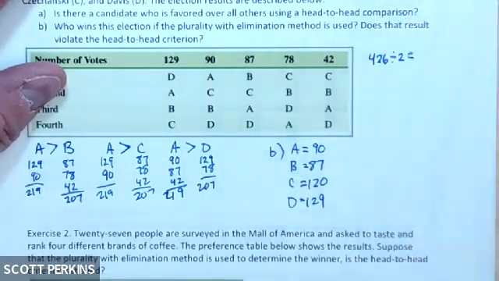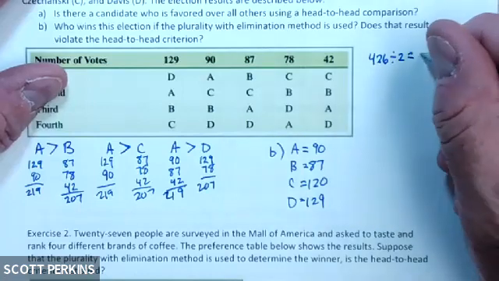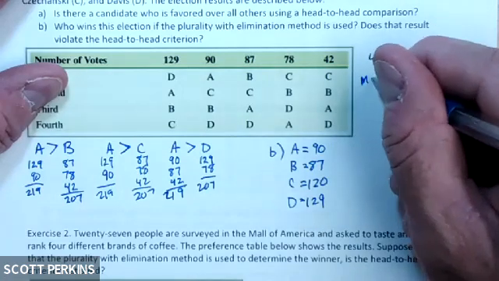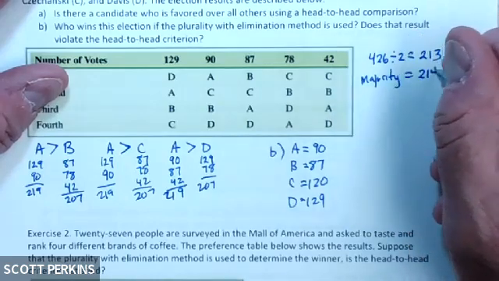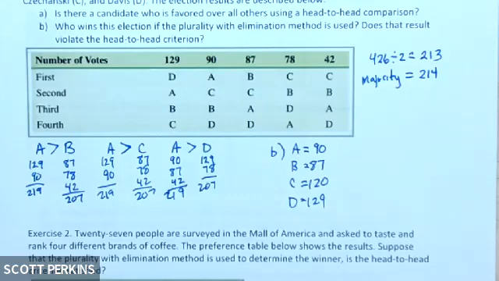I appreciate that. So 426 divided by 2 is 213. So that means a majority is equal to 214. Has to be more than half. Unfortunately in this, no one got 214 votes.